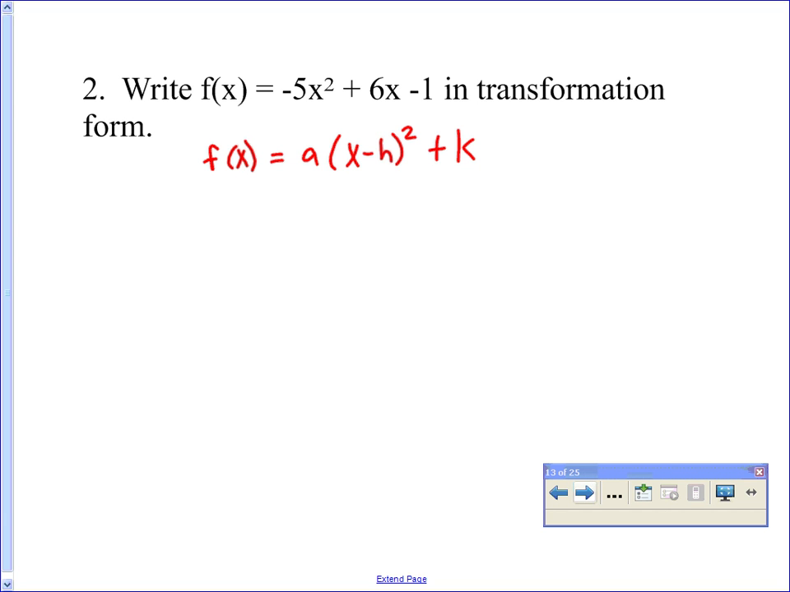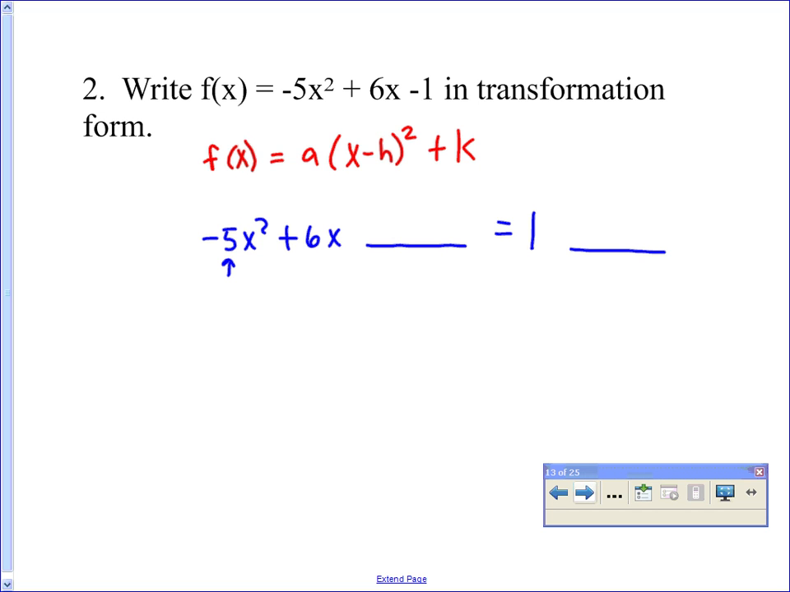So I'm going to get rid of the f of x for right now, and I'm going to say that negative 5x squared plus 6x. I'm going to leave myself a blank, and I'm moving the 1 to the other side, so that becomes a positive 1 when I move it over there. And then I'm going to give myself a blank here.